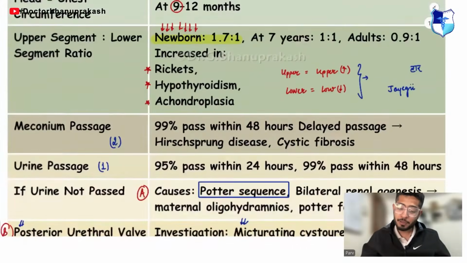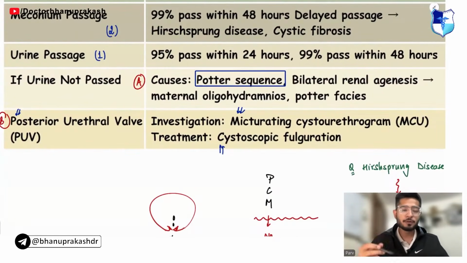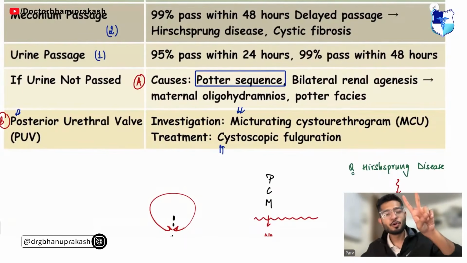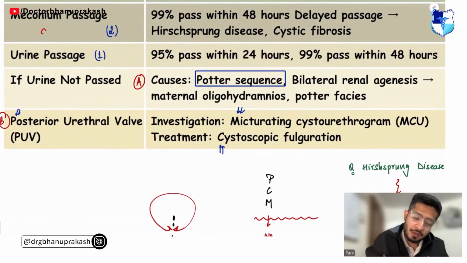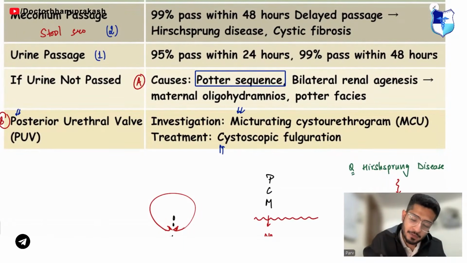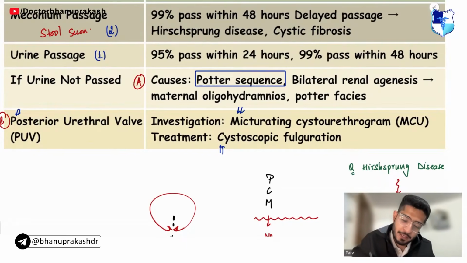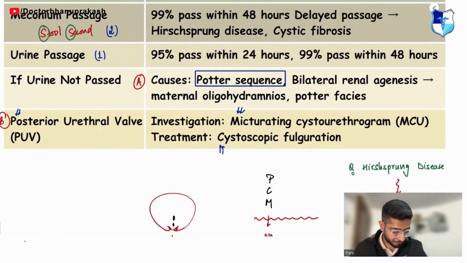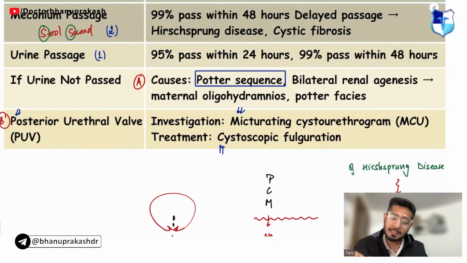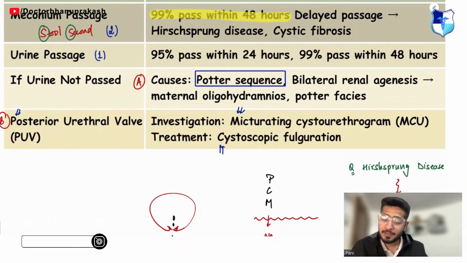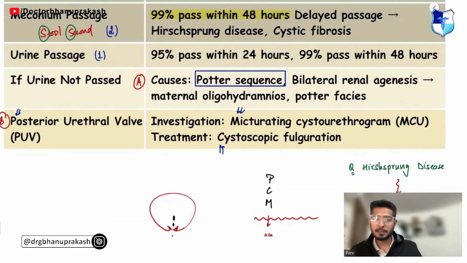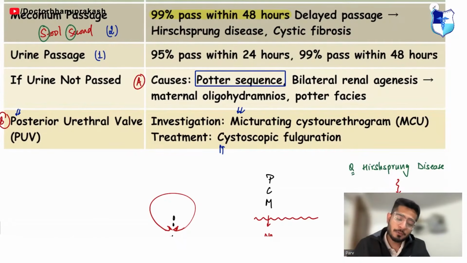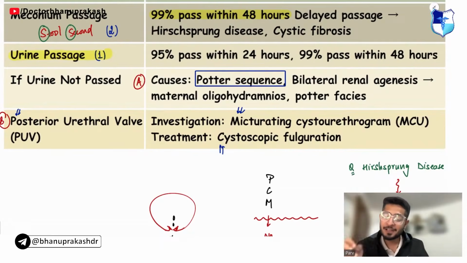Coming on to meconium passage. If you want to pass stool, we say number 2. S for stool, S for second. So remember, the stool is passed on the second day. 99% of newborns, within 48 hours, the second day, are going to pass stools. And for urine passage, we say number 1. So 95% pass urine in 24 hours, and 99% pass in 48 hours.